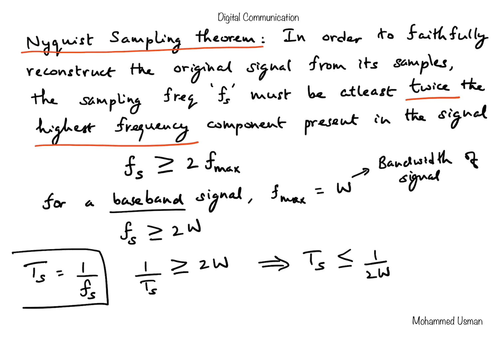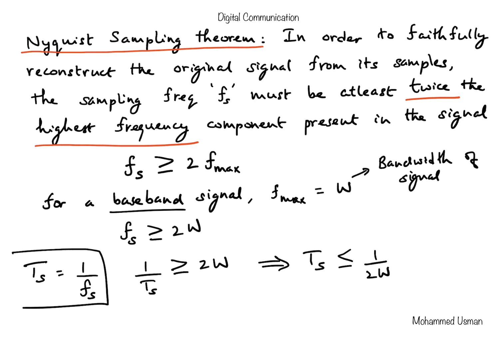Or put in terms of the sampling rate, the sampling rate Fs should be at least twice the maximum frequency component present in the signal, or Fs should be at least twice the bandwidth of the signal that we are sampling. Or in terms of the sampling period, the sampling period should not exceed 1 by 2 times the bandwidth of the signal.